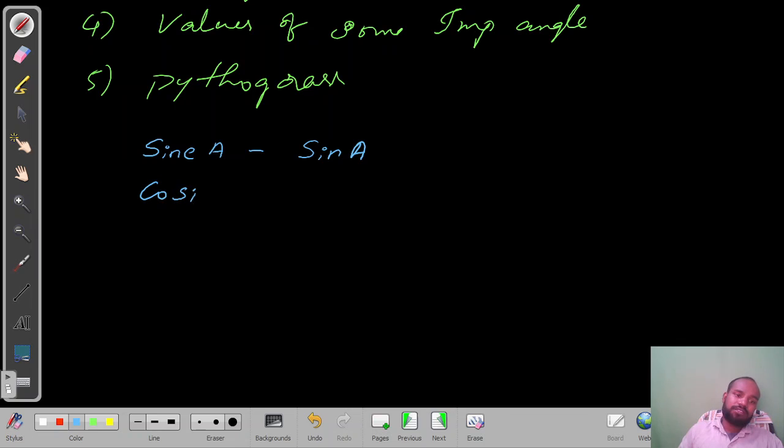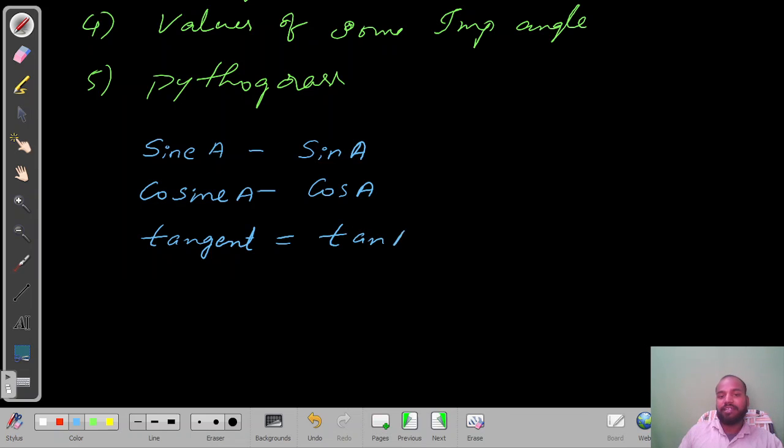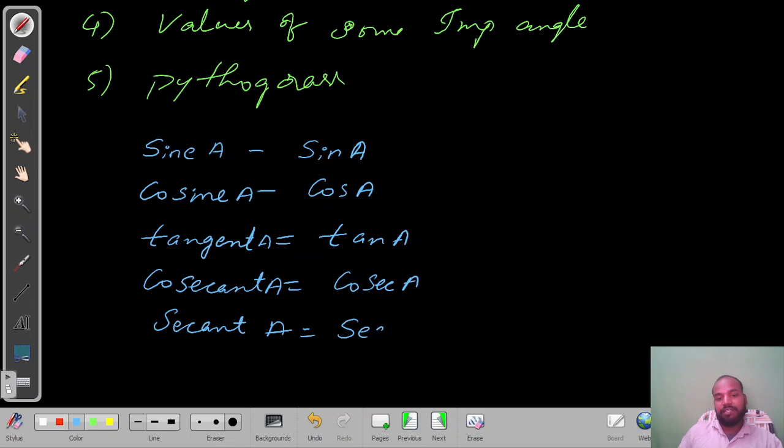Next, cosine. Cosine, we will simply call it cos A. Next, tangent. With tangent we simply call it tan A. Next, cosecant. Cosecant means nothing but cosec A. Next, secant. Secant A is nothing but sec A.